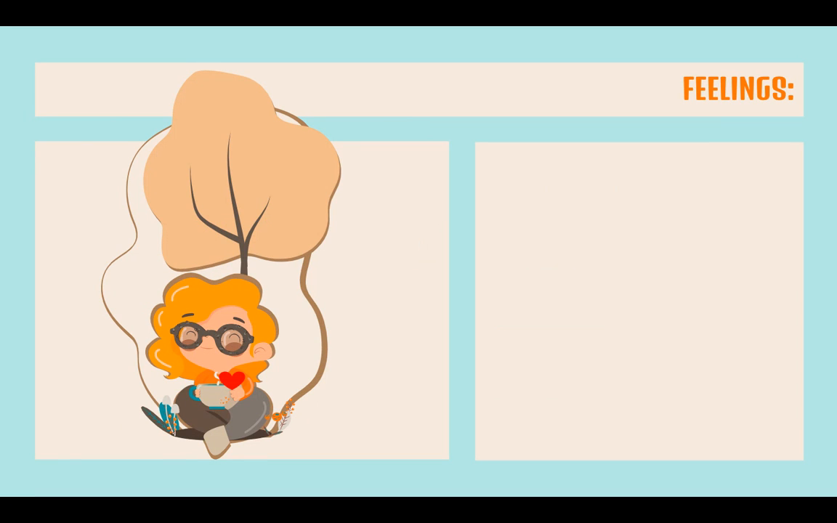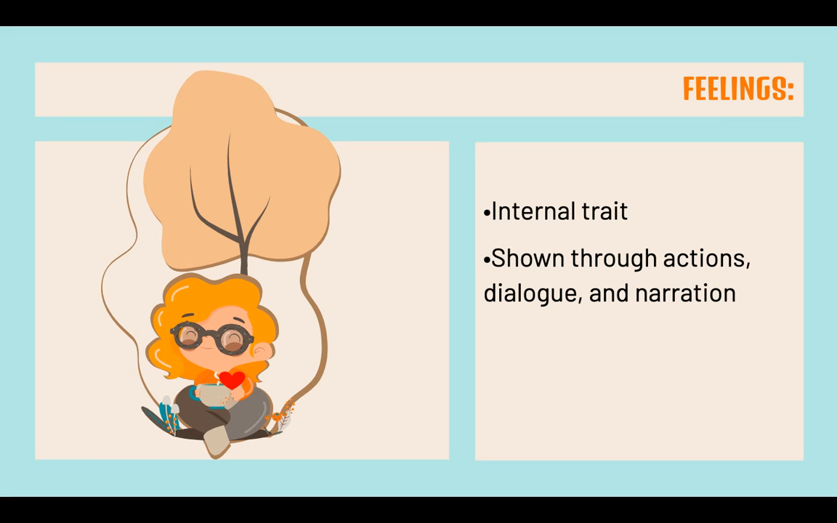And then we have the feelings. This is another internal trait because it's something that goes on inside. Feelings and thoughts are very similar. This is also shown through their actions, their dialogue, their narration. All of those things together can tell you how a character feels about a particular situation or subject, or even how they feel about another character. Again, like the thoughts, some of these feelings need to be inferred based on their actions, their dialogue, things like that.